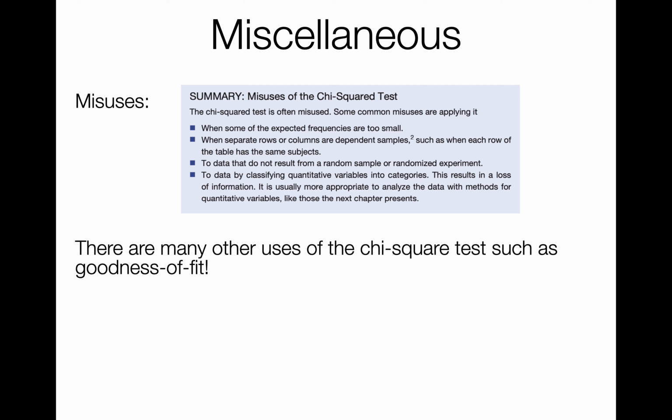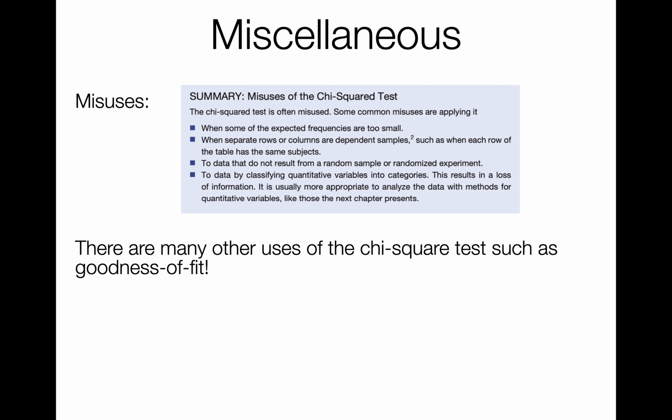And then there's a whole other host here that happen. Basically, what it's laying out are that one or more of the assumptions are violated. The third one down is that the data don't result from a random sample. And the third one is when you have quantitative variables instead of categorical ones. So 1, 3, and 4 are just the basic assumptions, and not looking at them is when you can misuse it. And then the second one, when separate rows or columns are dependent samples. You have to have independent samples for this to work.